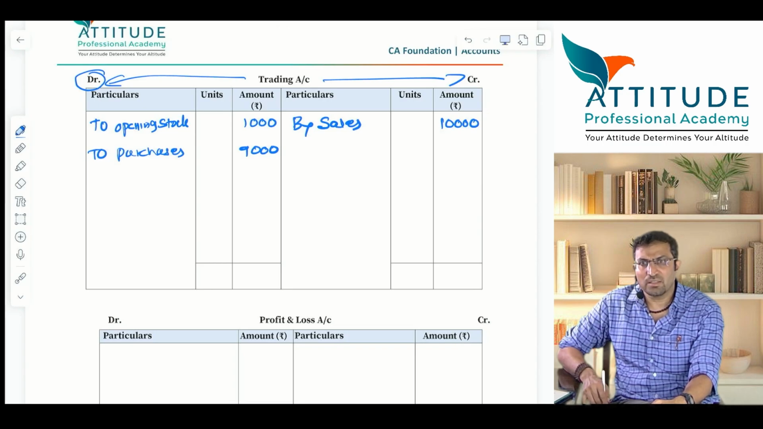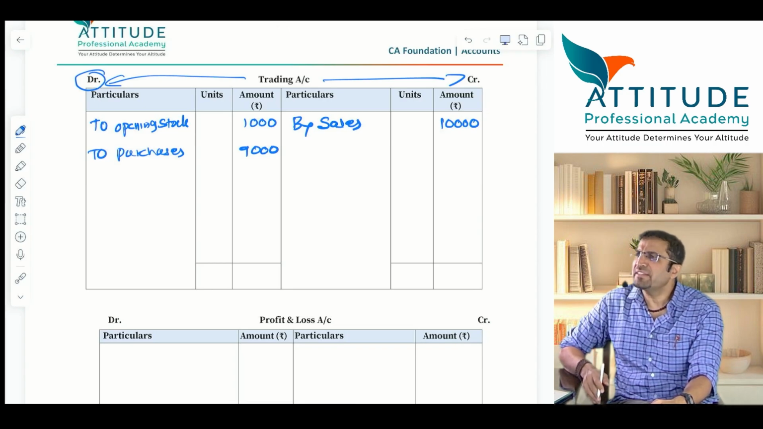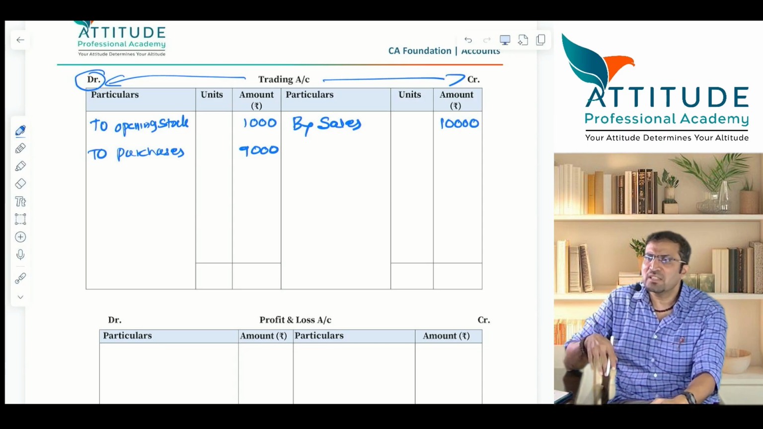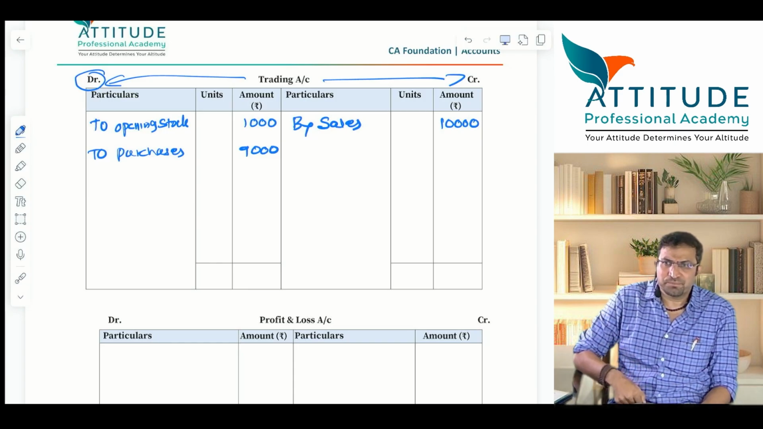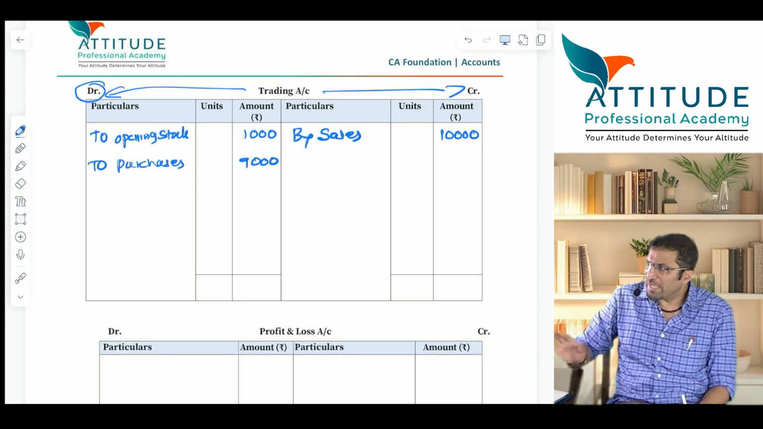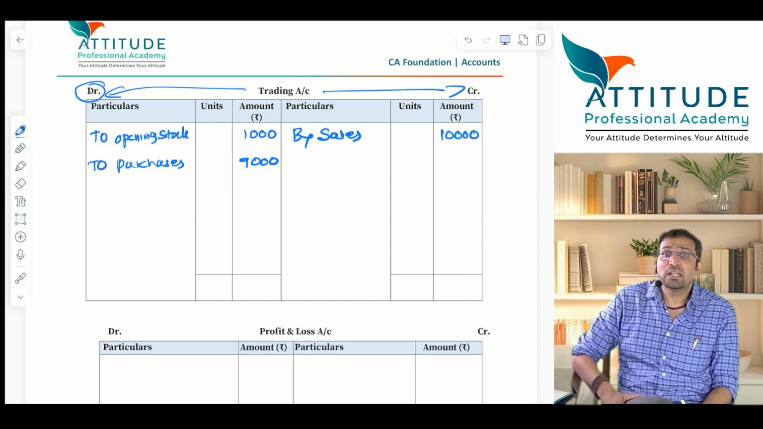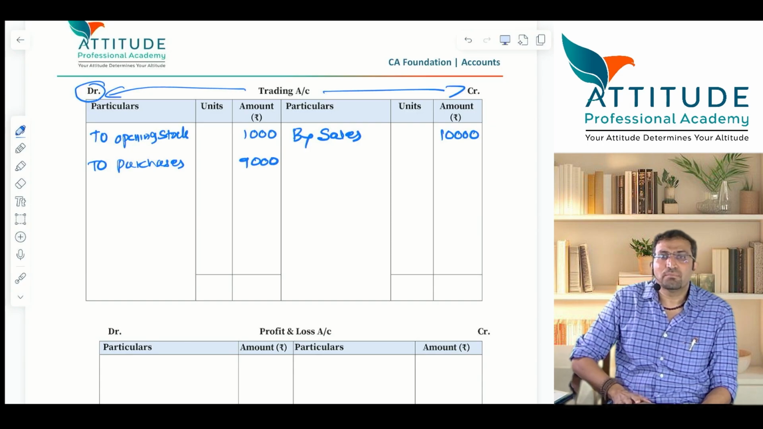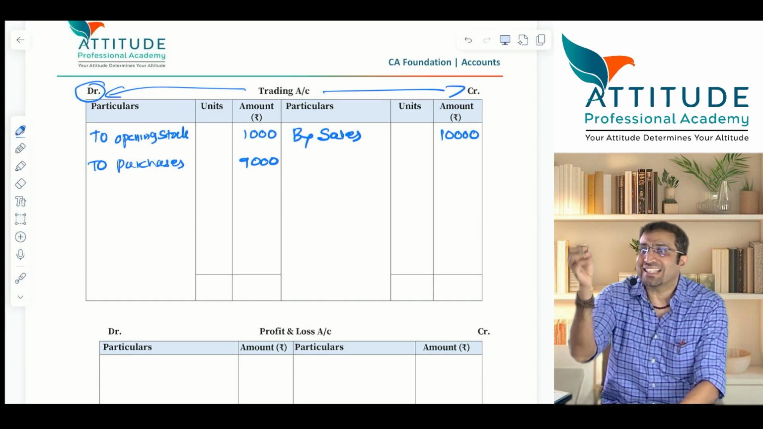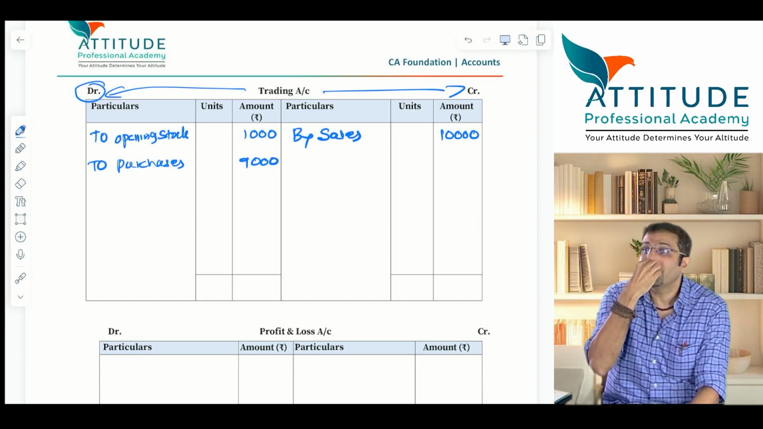Closing stock tallies? No sir, it tallies. 10,000, 10,000, there is no balance. Will there be a balance in the trading account? I am asking you a question. Is there closing stock in the sum? Please answer. Is there a closing stock in the sum?